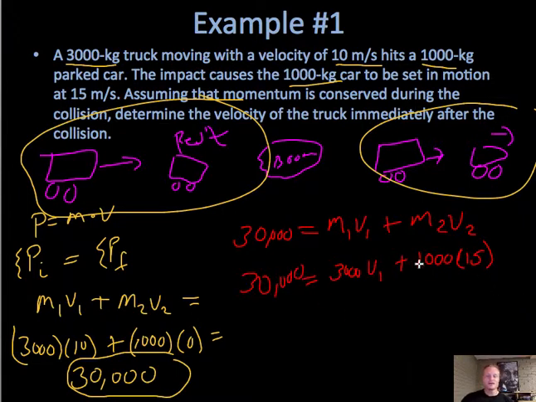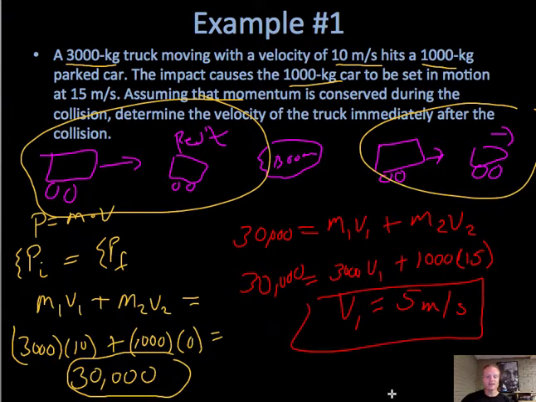All right, so basically if you do this algebra, 1,000 times 15 gives you some number, and you subtract that from 30,000 and then divide by 3,000, you should get a velocity for the truck of 5 meters per second. So the truck is now traveling at 5 meters per second compared to 10 meters per second. Basically, its velocity was cut in half by hitting this parked car. But they both are still moving to the right.